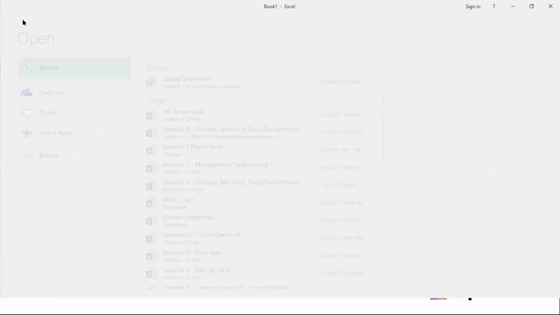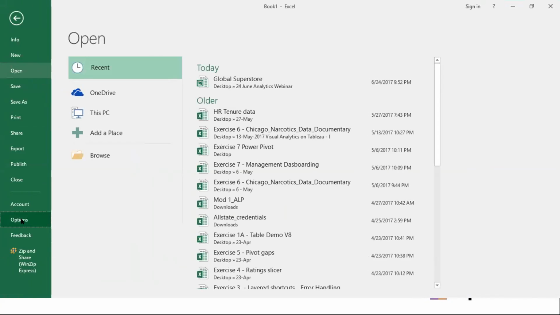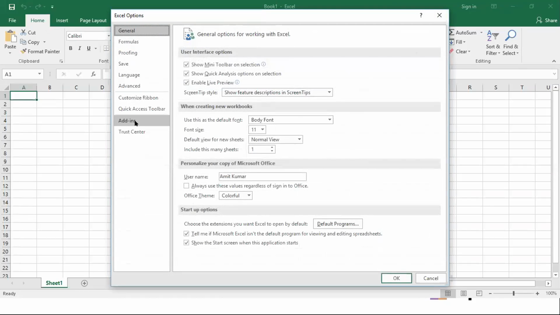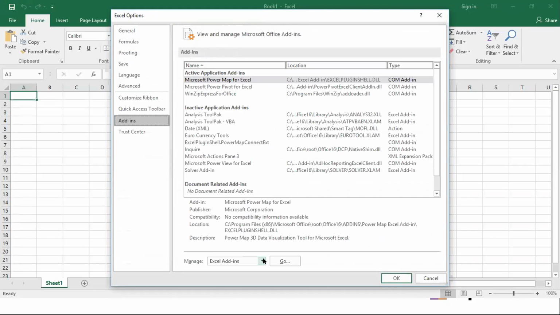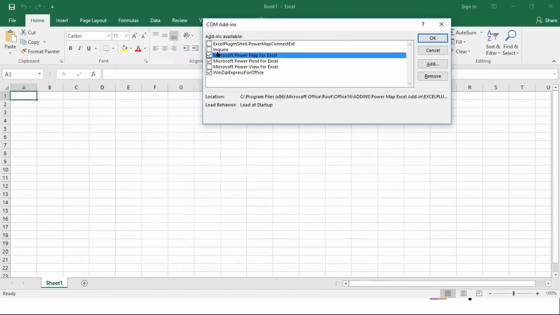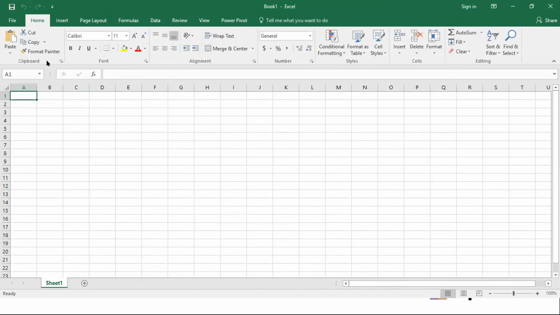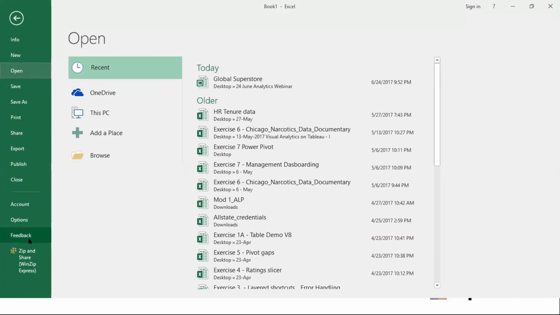Click on File on top, and click on Options. In Options, click on Add-ins and go to the COM add-ins at the bottom of the page, and you can click on Go, and you can enable Power Maps, Power Pivot and Power View. These are the Power BI tools inside Excel, okay? So one thing you need to do is install Excel 2013 or 2016. I'll send you the link for that. And then enable these add-ins, okay?